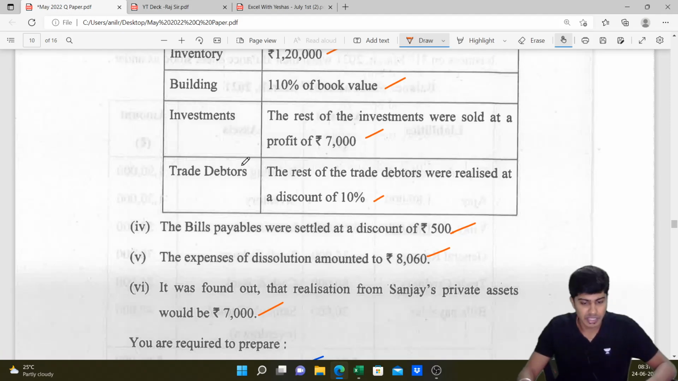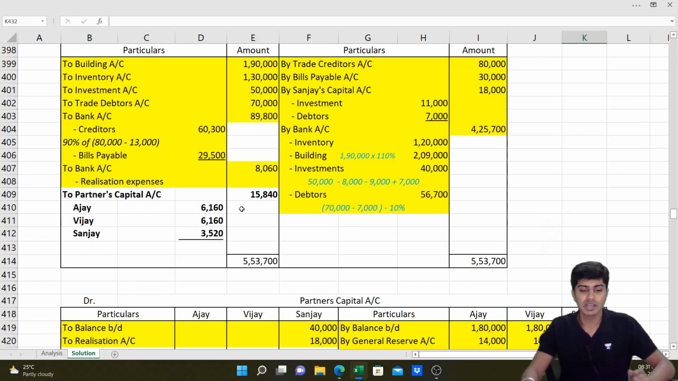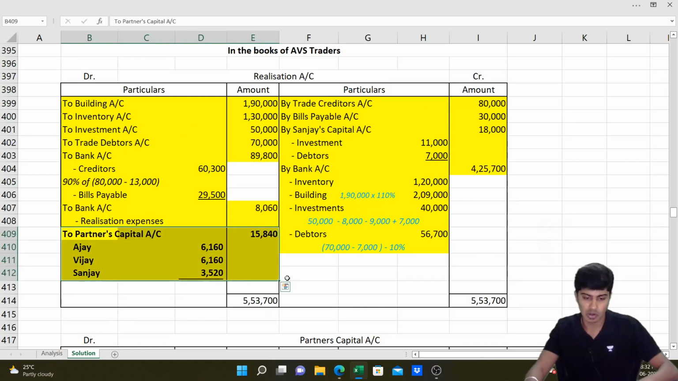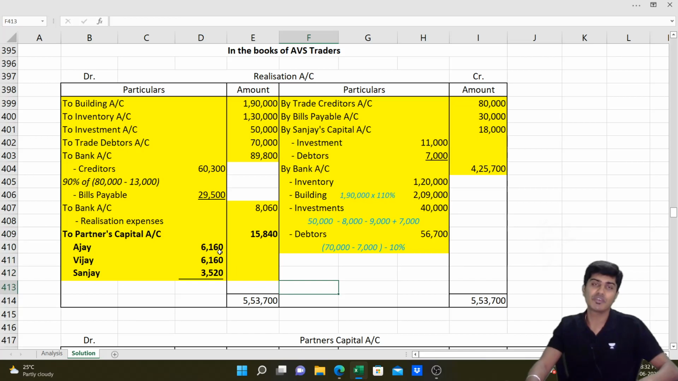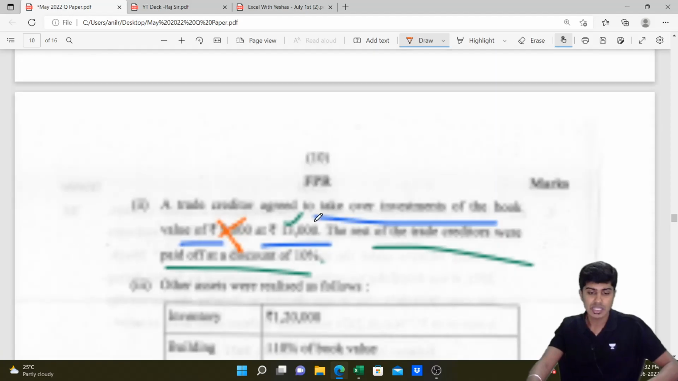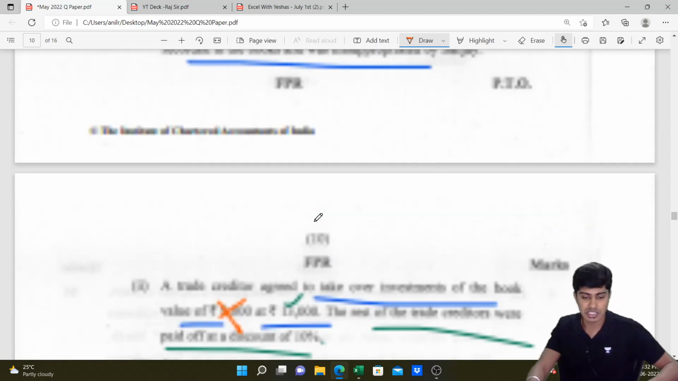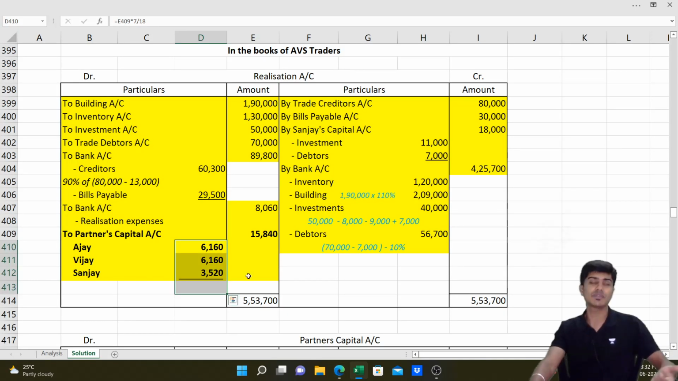Let's go finish our capital account. Before that, in our realization account, we find the balance sheet figure, that is realization profit or loss. Once we find this realization profit or loss in the total, it will be split between the partners in the same ratio, that is 7:4. This 6,160, 6,160 and 3,520. We'll give it to all the partners in their capital account, 6,160, 6,160, 3,520.